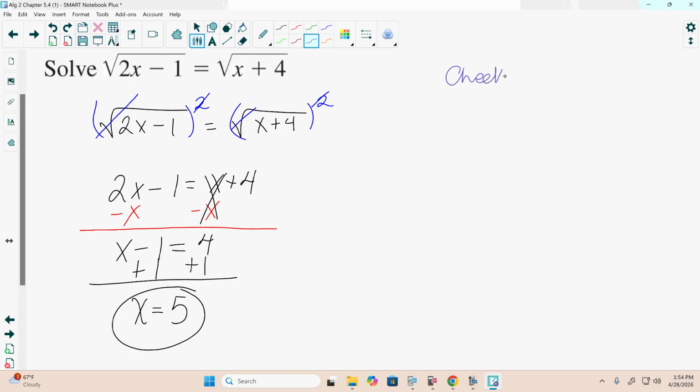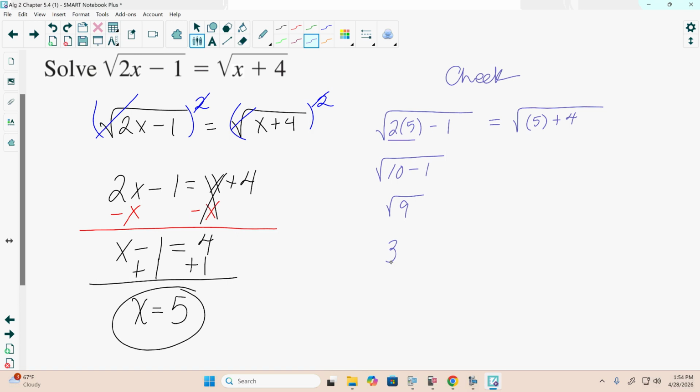If I wanted to check it, we don't have to. We're saying that 2 times 5 minus 1 should have the same value as 5 plus 4. I'm going to check the left-hand side first. 2 times 5 would give me 10. 10 minus 1 is 9. Square root of 9 is 3.